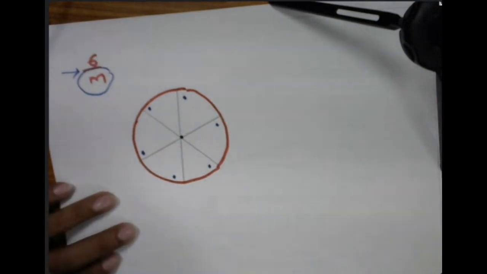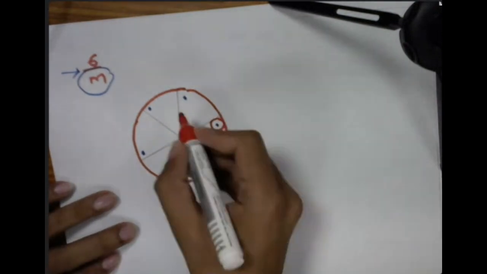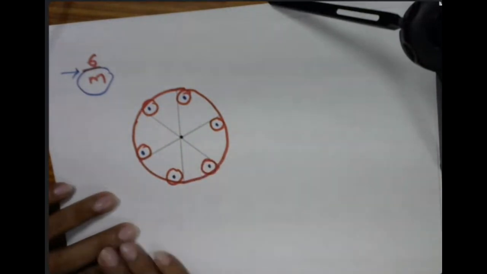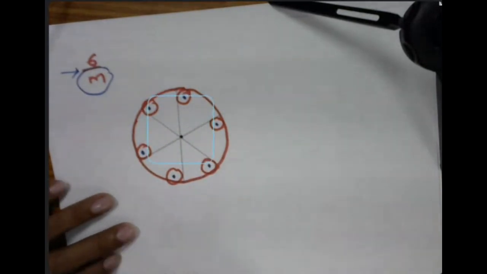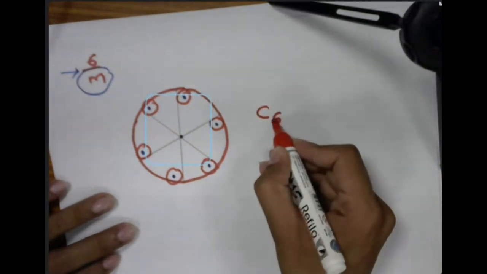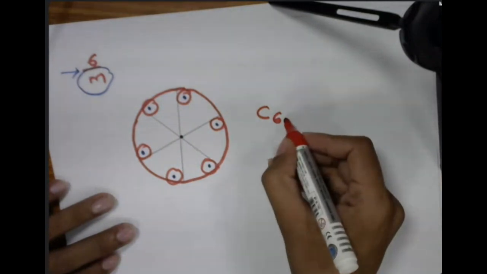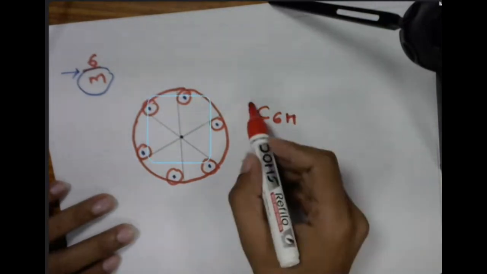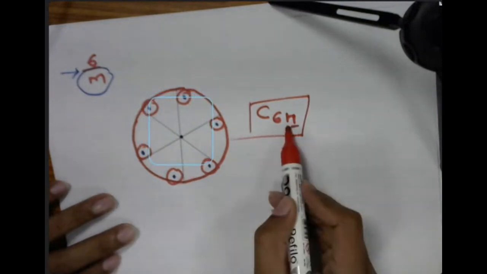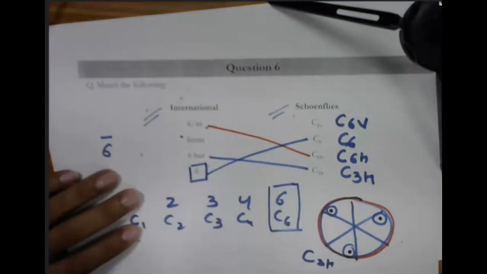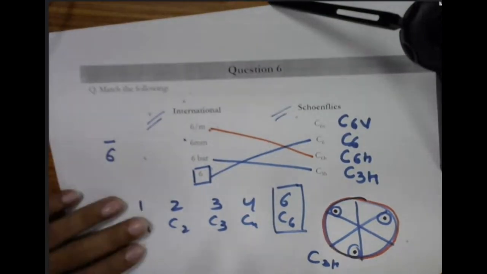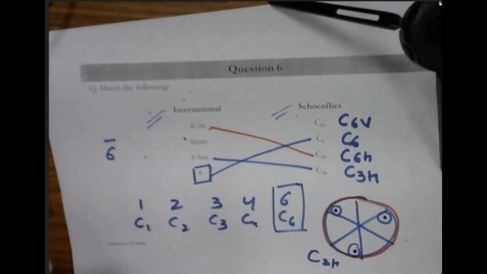And once we apply that, what will we get? This point. Okay, so this is cyclic, sixfold is there, and a perpendicular mirror is there, that is a horizontal mirror, right? So C6H. So we can match this with C6H. Only one of them is remaining. We can directly do that, but still, for the sake of completeness, let's draw 6 mm.